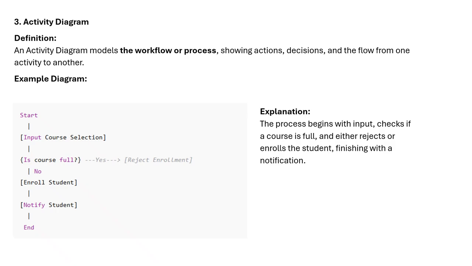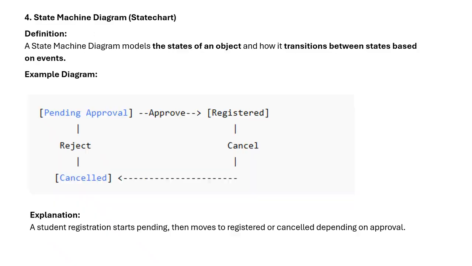This one has to happen first. You get the input, and then you check if the class is full. If it is not full, you enroll the students, and then you notify the students. So the activity diagram is mainly used for processes and workflows.